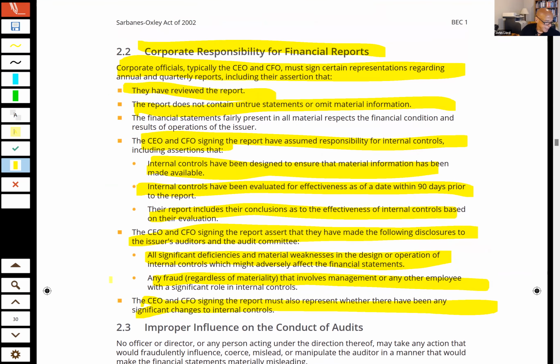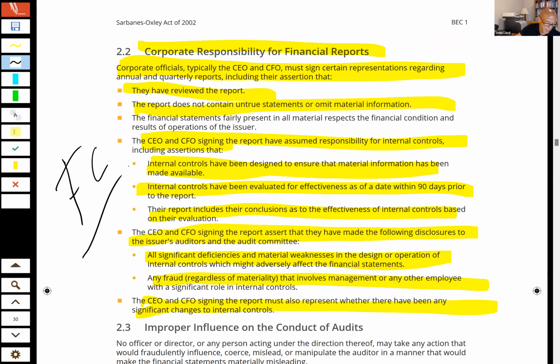So I look at that and I highlight that whole thing, and I think that you should flashcard all this. What are the CEO and CFO signing off on? I think that's worth a flashcard.